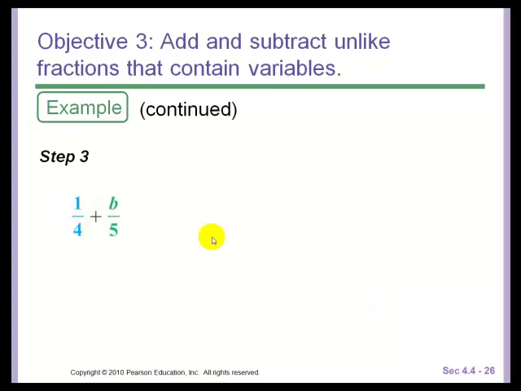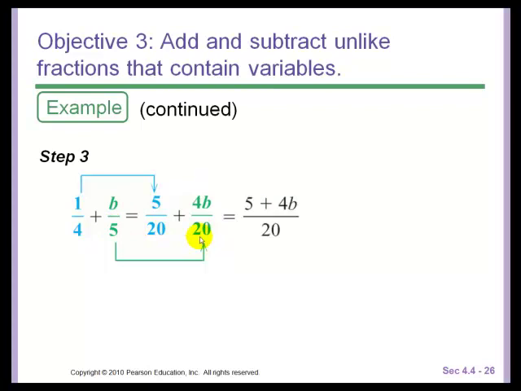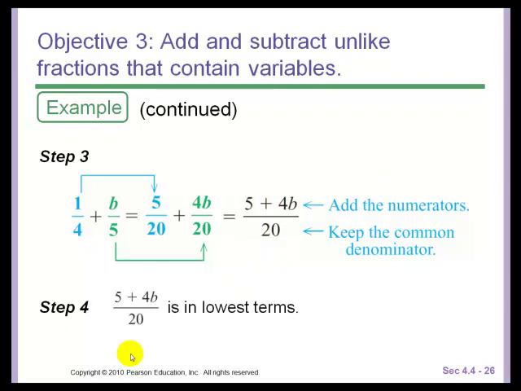Rewrite each fraction with the common denominator. 1/4 becomes 5/20, b/5 becomes 4b/20. Add 5 plus 4b/20, and that's it. That is in the lowest terms, we cannot combine 5 and 4b. This has a variable, this does not. They cannot be combined, and so you're done.